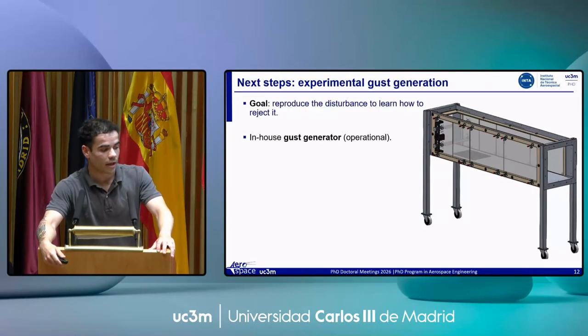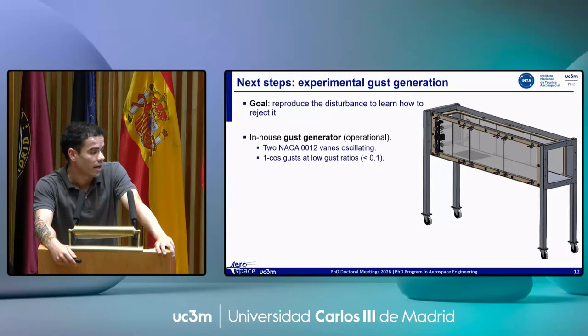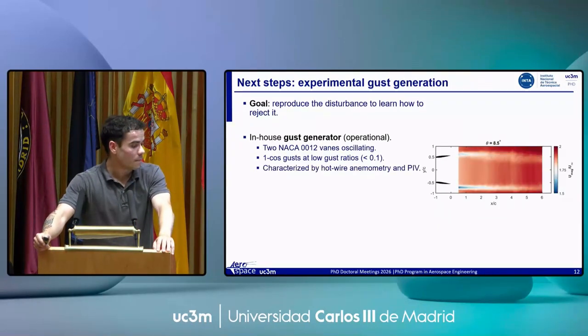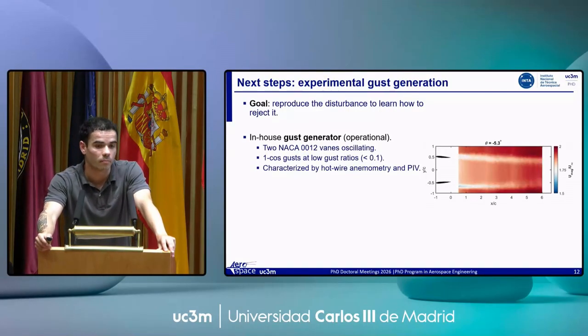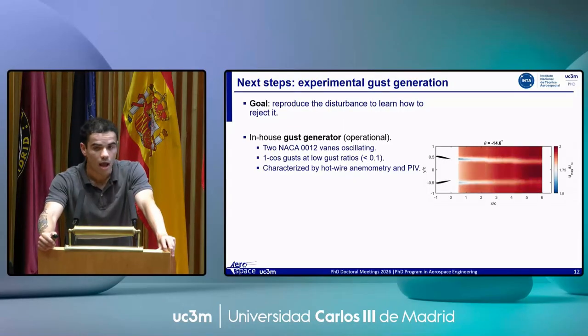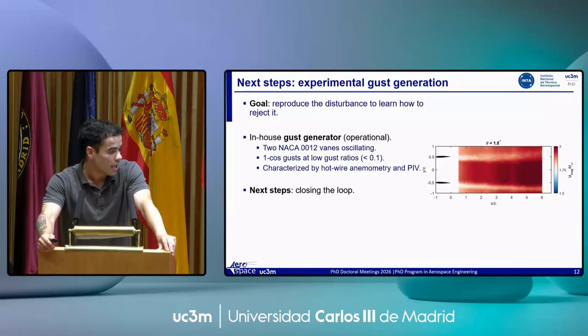So we have developed in our wind tunnel an in-house gust generator based on two NACA 12 vanes, which oscillate, creating one-cosine gusts with small gust ratios for the moment. They have been characterized using hot wire anemometry and PIV stitching in order to know how the flow is moving along the test section and where to place the wing in the most interesting place.